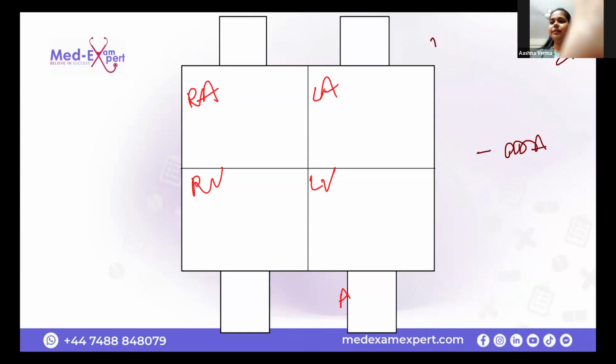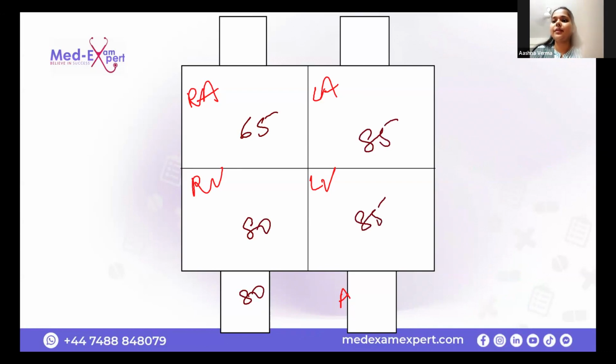Now let's look at another scenario. Right atrium, the saturation that you have been given is 65. Here you have 80, 80, 85, 85, 85. And here I would also want you to know the pressures. So pressure here is 4.